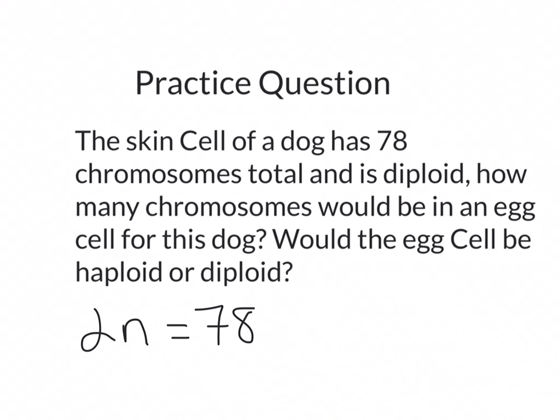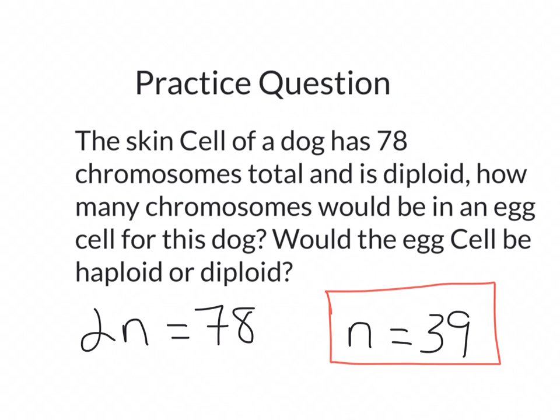So, the skin cell is diploid, so it has 2n equals 78 chromosomes total. This means that in dogs, n equals 39. That means dogs have 39 types of chromosomes, way more than humans. We know that the only cells in animals that are haploid are the gametes, which include egg cells and sperm cells. Gametes are haploid, having the n number of chromosomes. That means that an egg cell in a dog would have 39 chromosomes total, and it would be haploid.